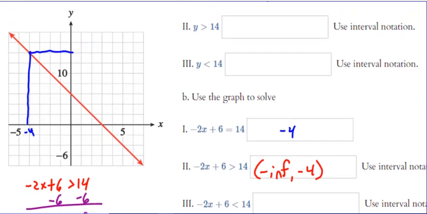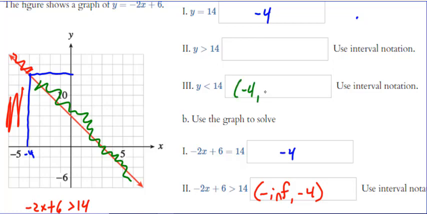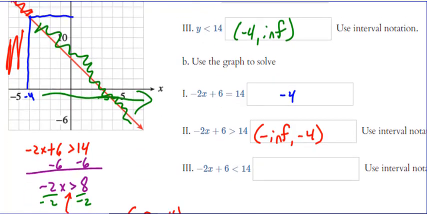Now, let me show you values that are greater than 14 is everything over here, right? If you think about this, this line goes on forever. I can show you where it is. And then you could solve the next one, where output values, that's outputs, less than 14, would be everything here on this line, which would mean it goes from negative 4 to positive inf, positive infinity. So everything this way.